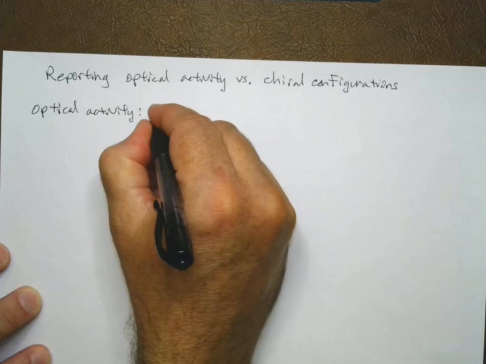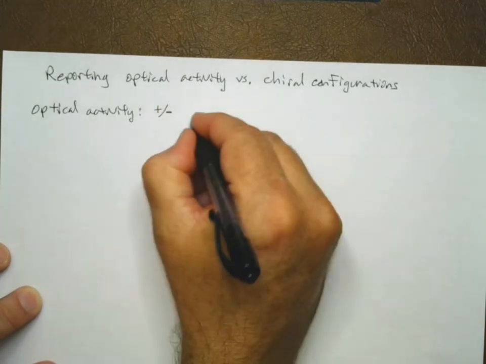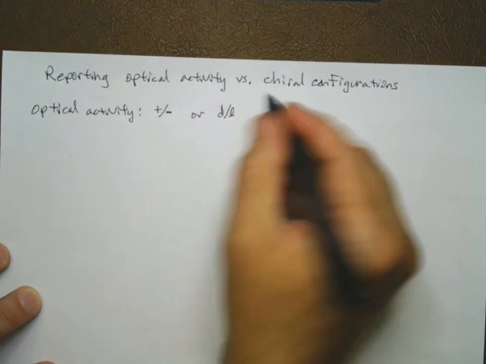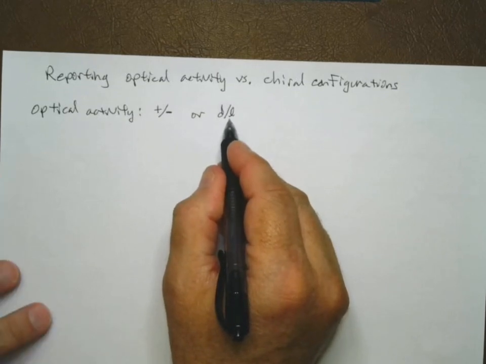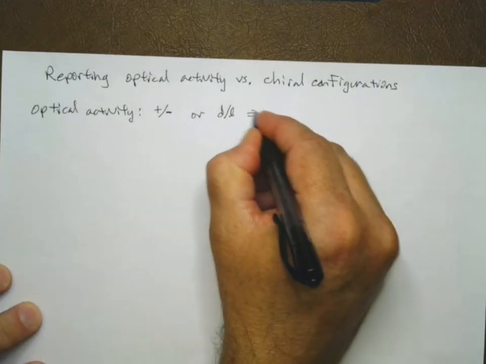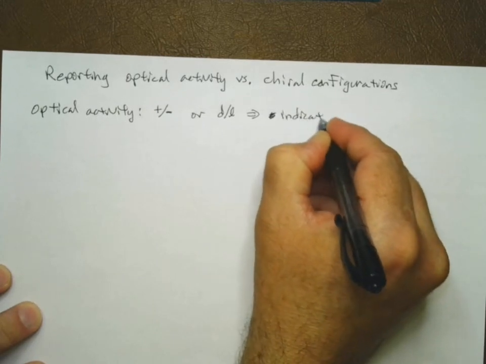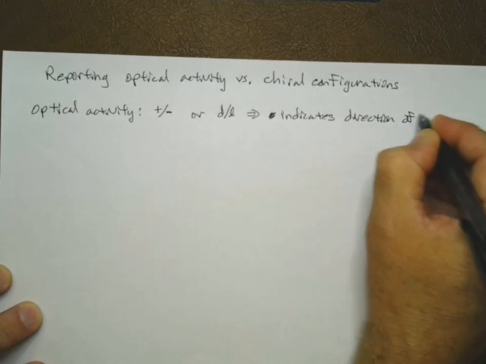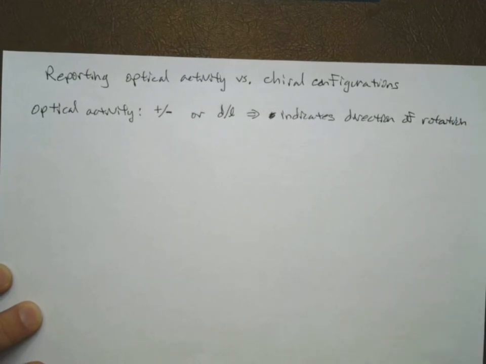we use either plus and minus, or little d and little l. That stands for dextrorotatory and levorotatory. The text mentions this. And this indicates the direction of the rotation of the plane polarized light.